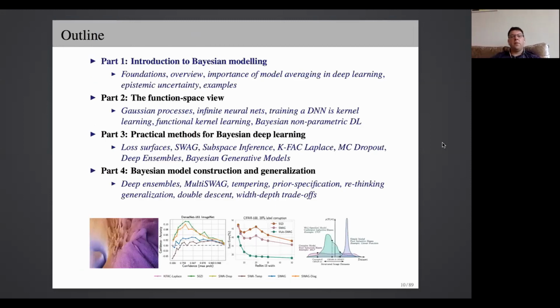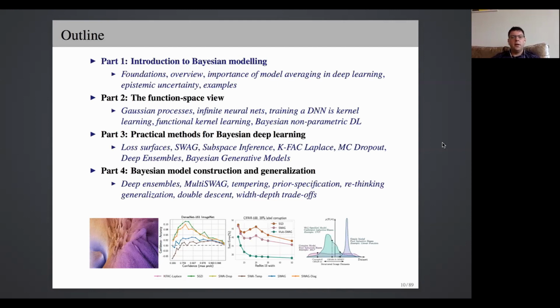So here we have a brief outline. In this first part, we'll be discussing foundations. We'll be doing an overview of some of the other parts of the tutorial. We'll be really emphasizing the importance of model averaging in deep learning in particular. We'll be talking about epistemic uncertainty, and we'll be exemplifying a lot of these ideas with examples. In the next part, we'll be considering largely a function space perspective of machine learning, where we talk about Gaussian processes, infinite neural net limits, how training a deep neural net is like kernel learning. We'll also discuss functional kernel learning and Bayesian non-parametric deep learning.